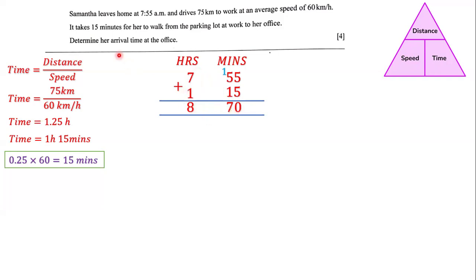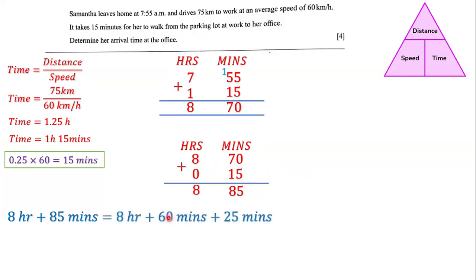But remember, it says that it takes 15 minutes for her to walk from the parking lot to her office. So that means we have to take 8 hours 70 minutes, and we have to add 15 minutes to it. The reason we're adding 15 minutes is because it takes her 15 minutes to walk from the parking lot at work to her office. So if we add 8:70 and 15 minutes, we get 0 plus 5, which is 5. We get 7 plus 1, which is 8. And we get 8 plus 0, which is 8. So we have 8 hours and 85 minutes.